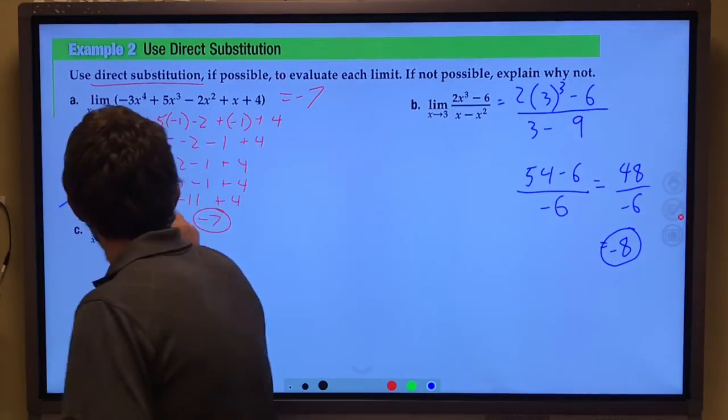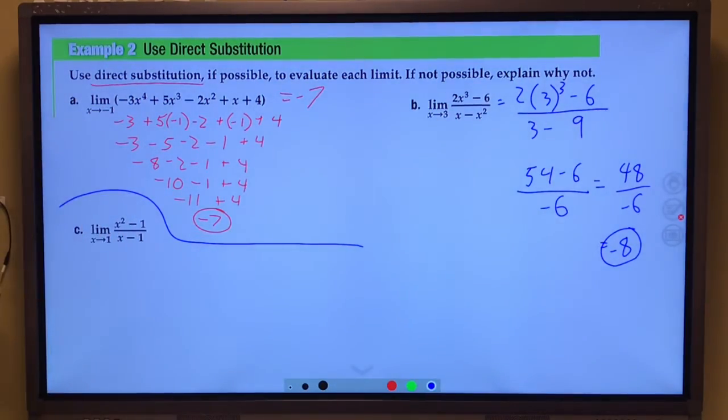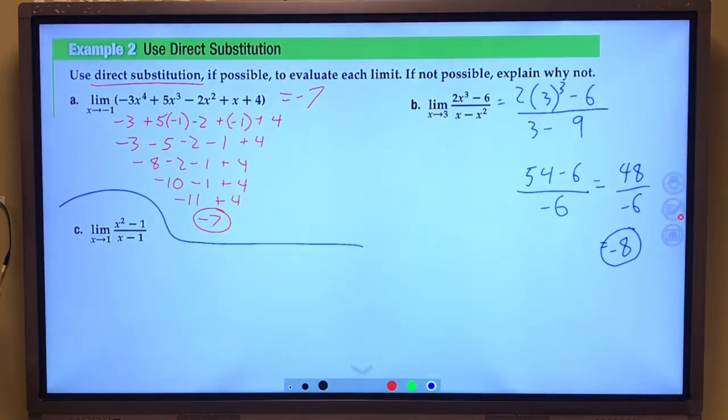Finally, this last one here, notice if we do put in a 1, it doesn't work right here. If we put in a 1, we get a denominator of 0. 1 minus 1 is 0. So we cannot use direct substitution. We cannot find the limit using direct substitution. But this leads me to our next thing that we're going to try.